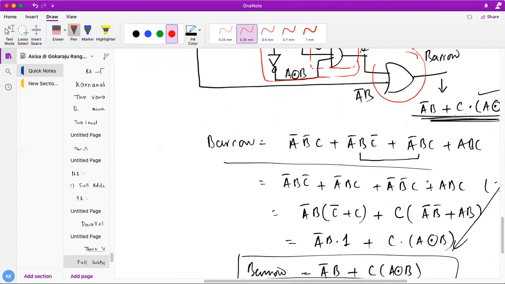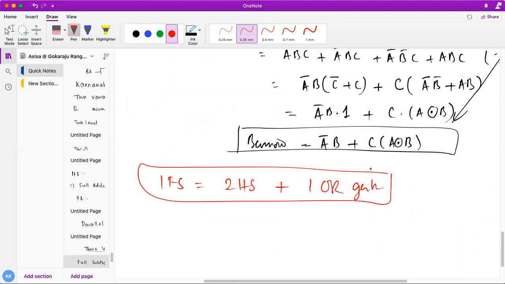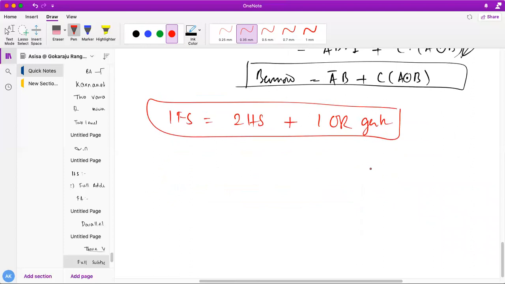So how can we design a full subtractor? We can design one full subtractor with the help of two half subtractors plus one OR gate. Any doubt, students? We have already proved it and we have designed it already. This is very important, students: a full subtractor will be implemented with the help of two half subtractors and one OR gate. So this much only for the full subtractor.